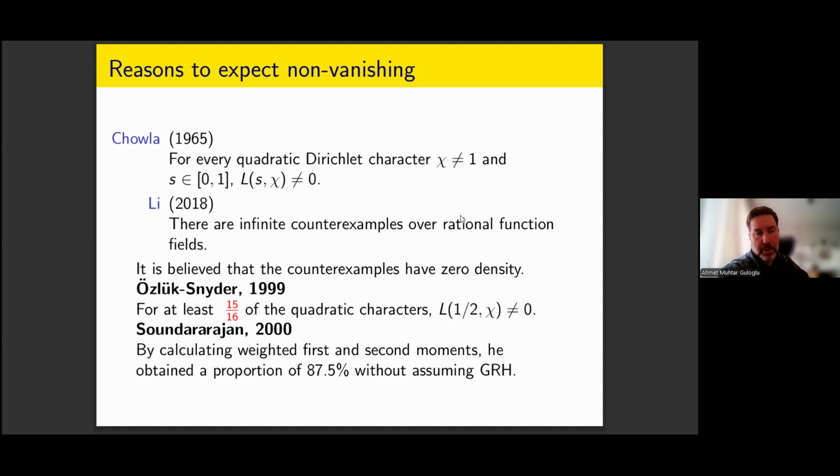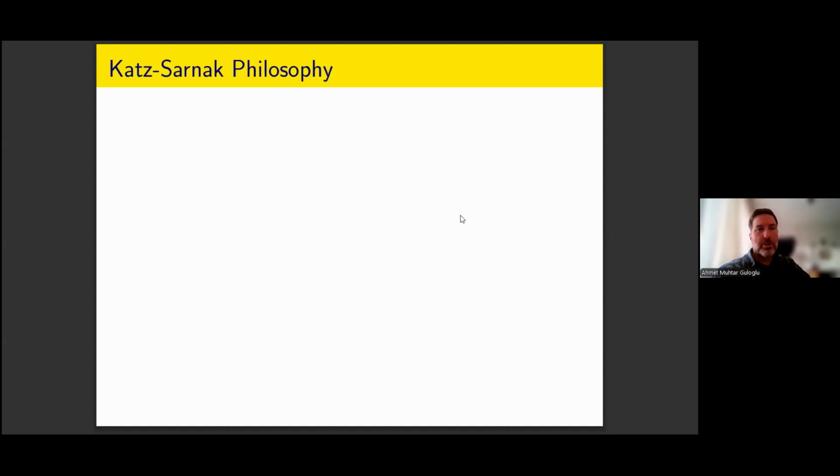And he is using modified moments of L-functions, moments with weights, basically. And Özlük and Snyder, I think they're using a different method I'm going to talk about. All right. So another supporting fact for non-vanishing is the Katz–Sarnak conjectures.